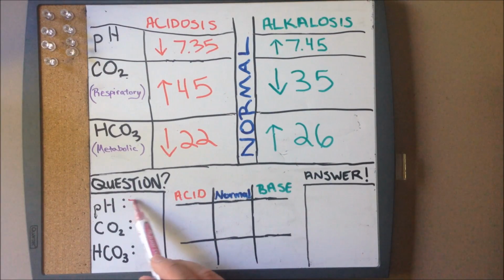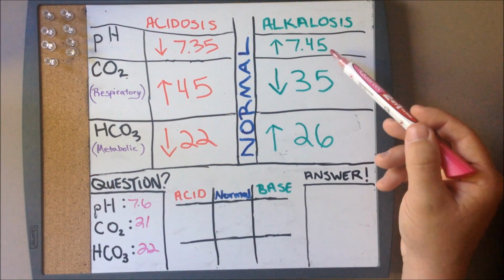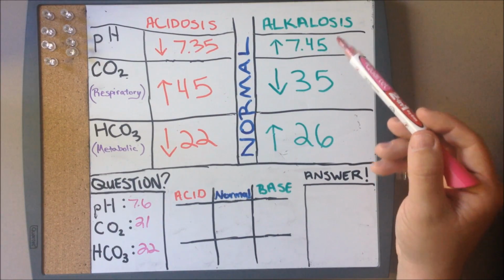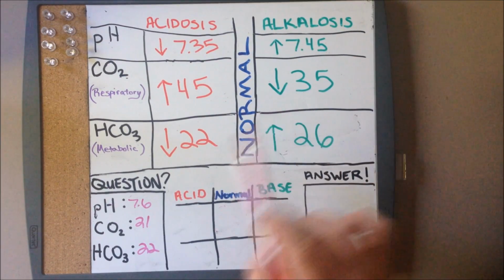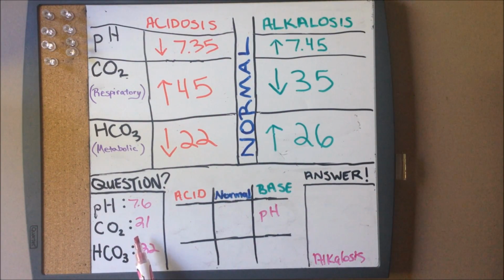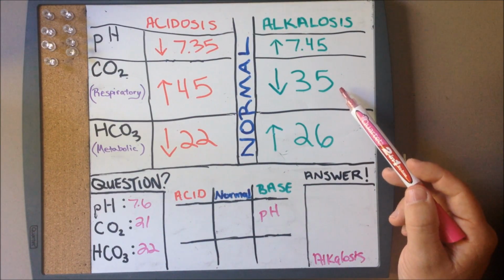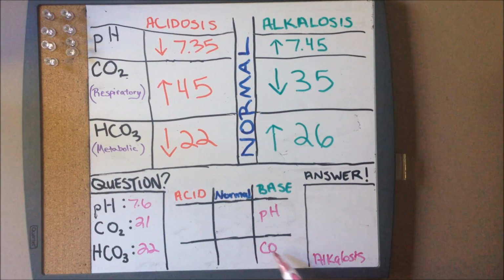So for this one, we have a pH of 7.6, a CO2 of 21, and a bicarbonate of 22. Now our pH, 7.6, is greater than 7.45. So we know off the bat we have alkalosis. And since pH 7.6 is falling in the basic category, let's write it down here in the basic category as well. Next, a CO2 of 21, that is most definitely less than 35. So since it's falling in the basic category, let's write it down here in the basic category.